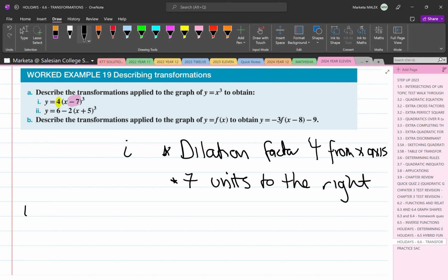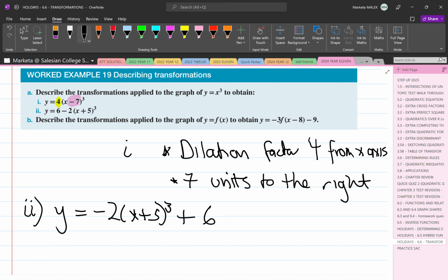The second one looks a little weird because you've got the 6 out the front. So you might think that 6 is in the first place, so it must be a dilation. No, it's not, because we're adding 6 to this equation here: 6 minus 2 times (x plus 5) cubed. So let's rewrite that in a way that's nicer to work with: y equals -2(x plus 5) cubed plus 6.